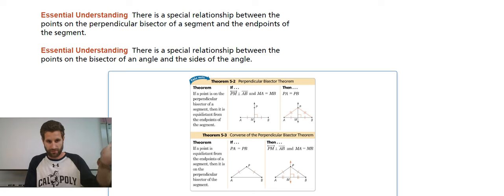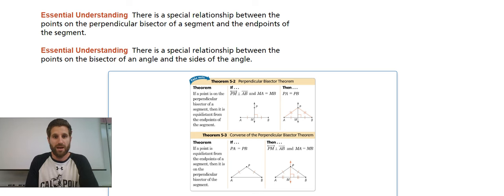So this is a start, so if you want to write 5.2 at the top, that's great. We have two essential understandings. Let's go ahead and read those first. There's a special relationship between the points on a perpendicular bisector of a segment and the endpoints of the segment, and a special relationship between the points on the bisector of an angle and the sides of the angle.